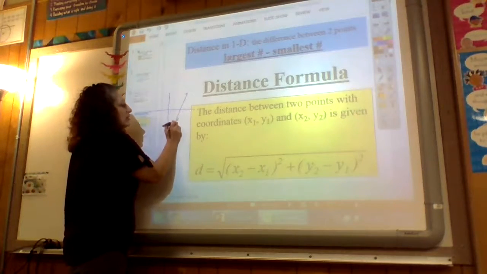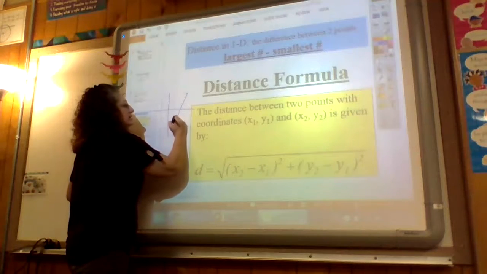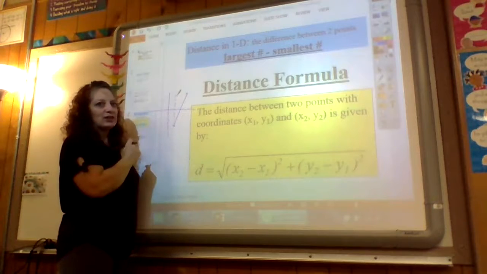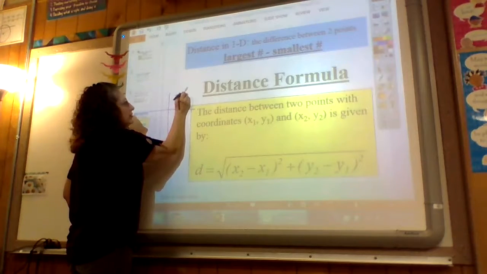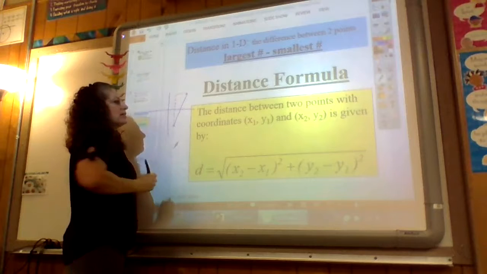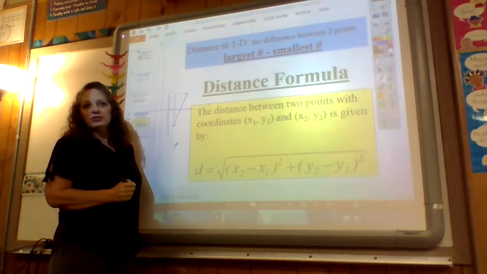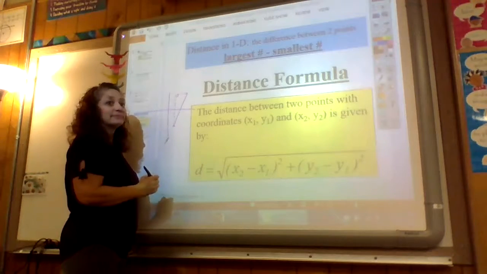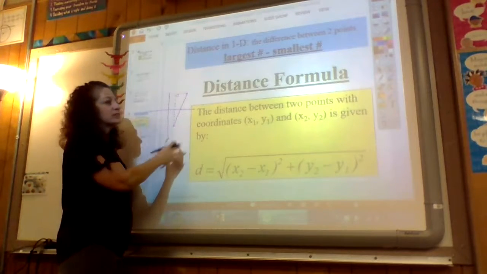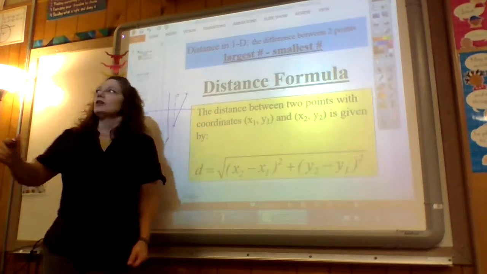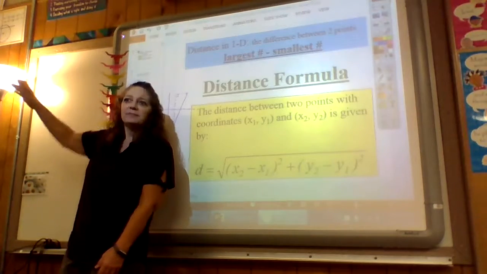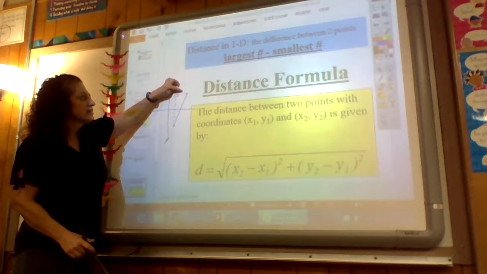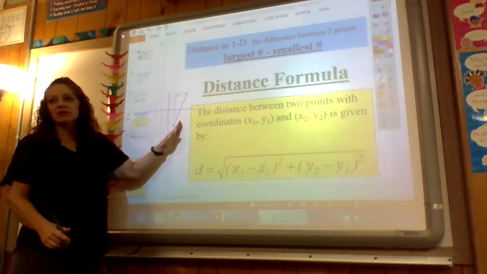But if I look between this point and see what the difference is up to here, the y change, and I look at this distance for the x change, what kind of picture did I just draw? A right triangle. Okay, because that's a right triangle, Pythagorean theorem comes into play. I have a distance, which is a leg squared. I have a distance, which is a leg squared, and it equals the hypotenuse squared, the c squared.